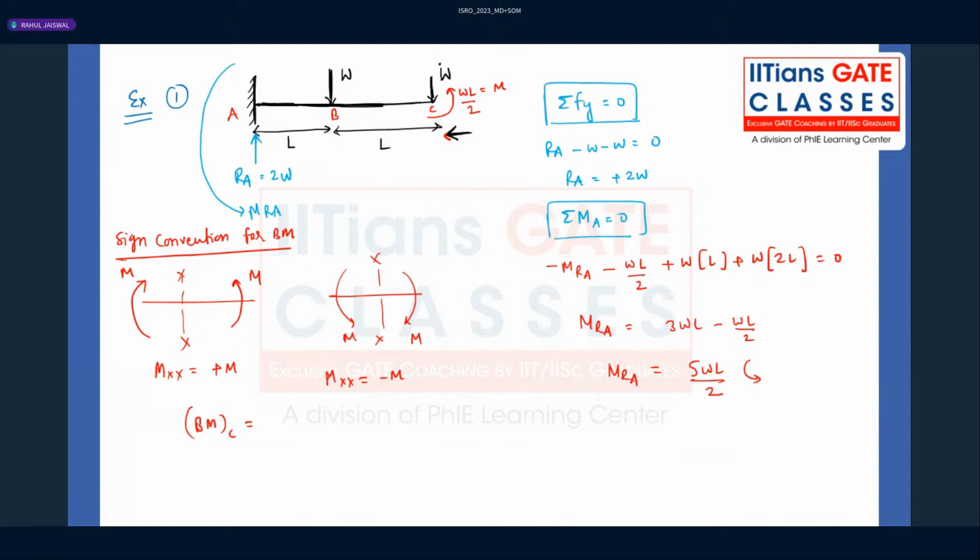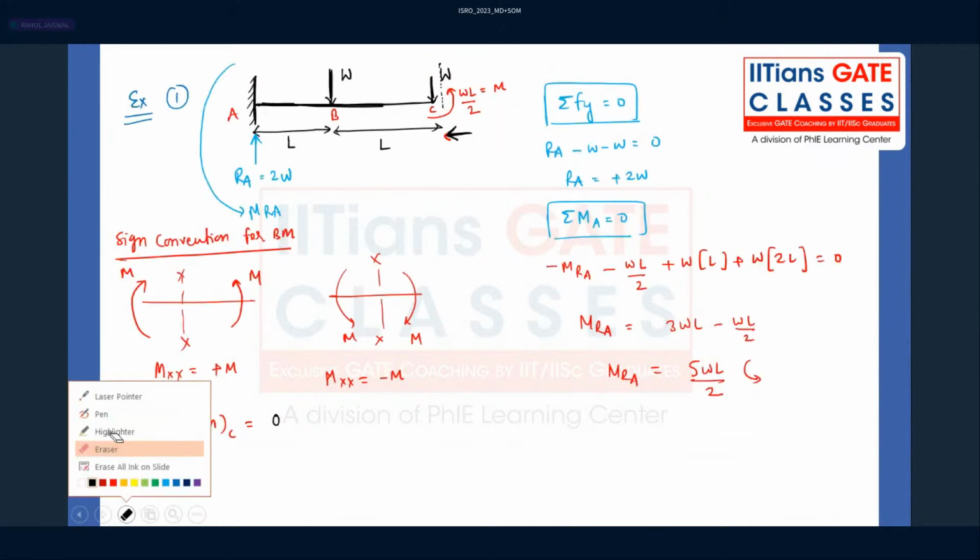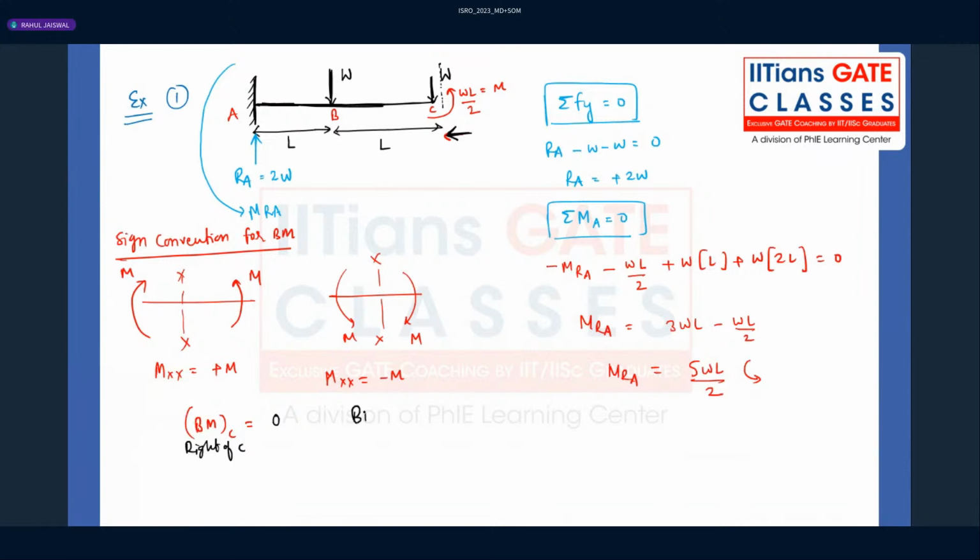So when you consider just to the right of C, there is no part of the beam, right? So that is 0. This we have calculated just to the right of C. What about the bending moment just to the left of C? Just to the left of C means not much away from point C, just at point C only. So we have sagging bending moment of WL by 2, so plus WL by 2. Just check it out. Plus WL by 2.